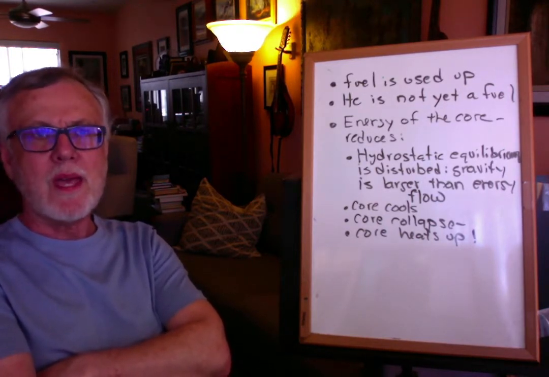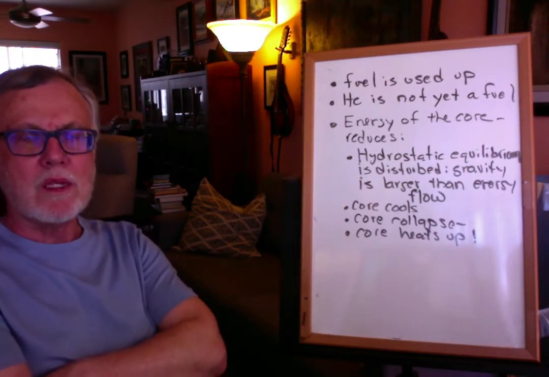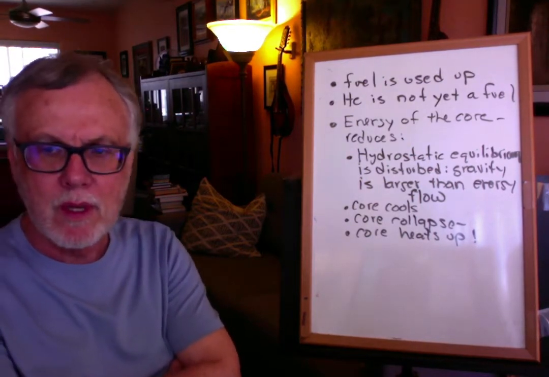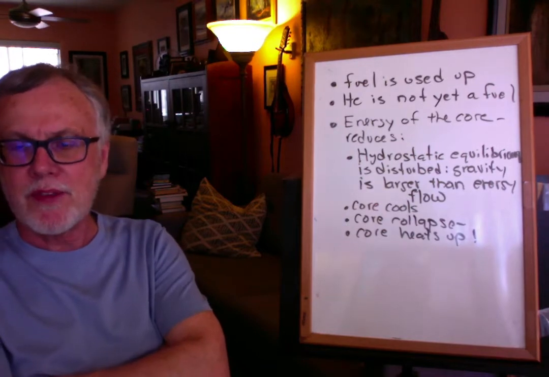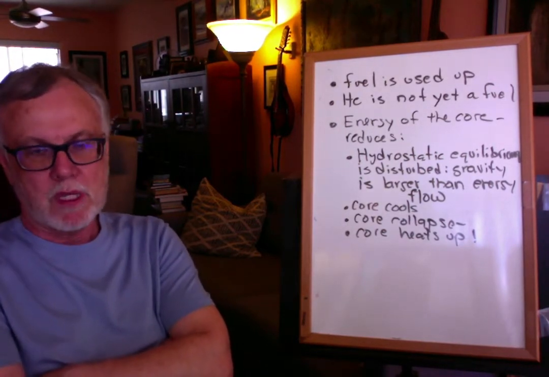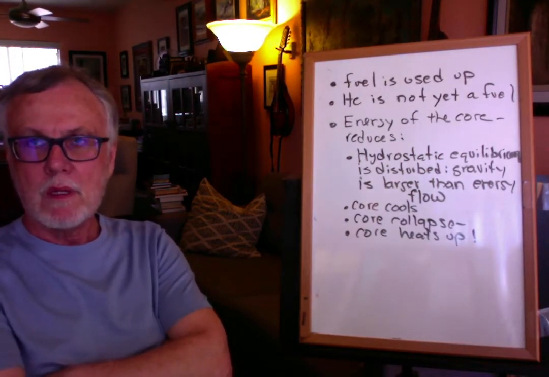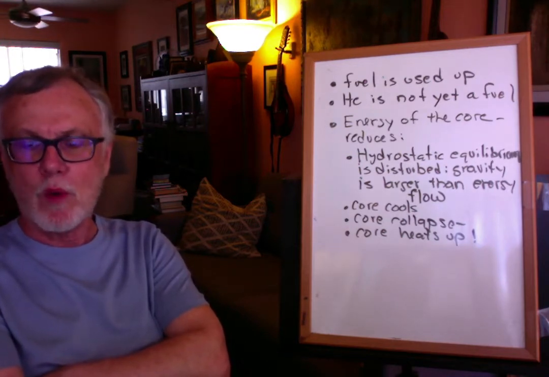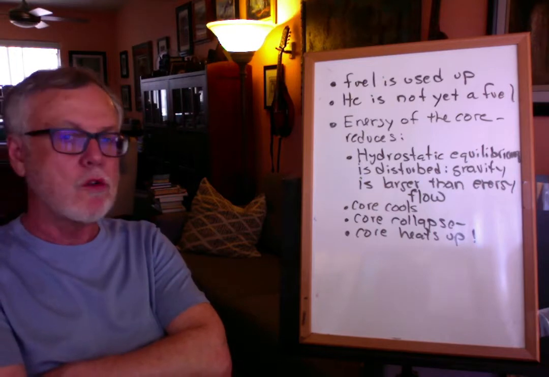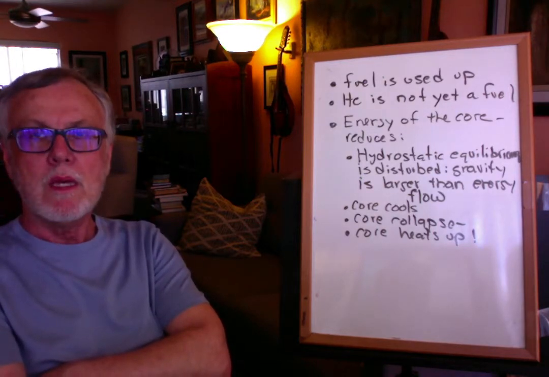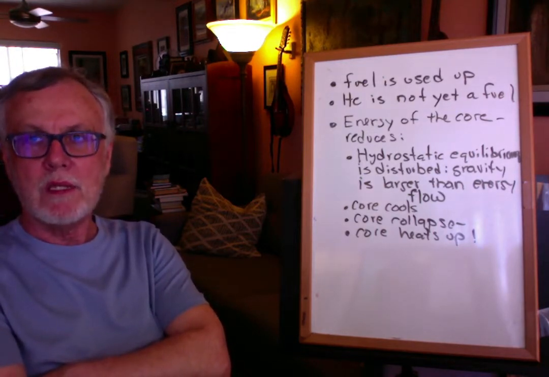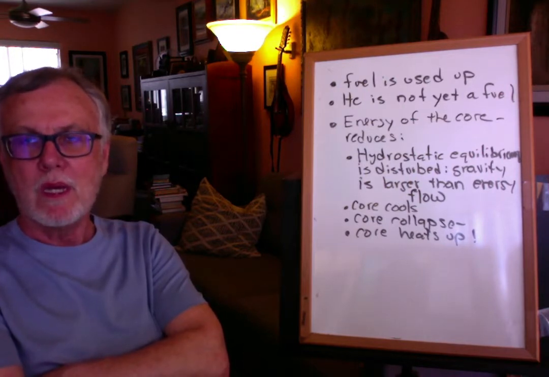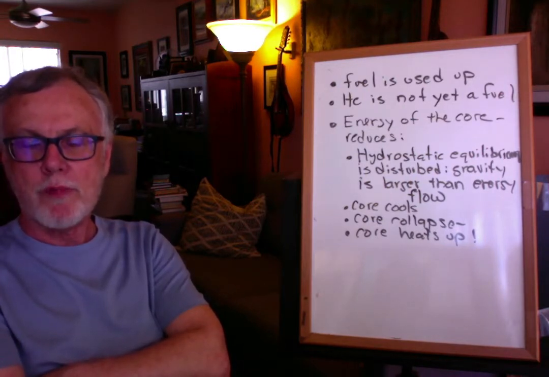So if I ask you on an exam, why does the core cool at the signal of its beginning death spiral? It's because the fuel is used up. So what's the result because the fuel is used up? Well, gravity can overcome the outward flowing energy. Okay? Well, what does that mean? That means that gravity can collapse that star's inner part down.